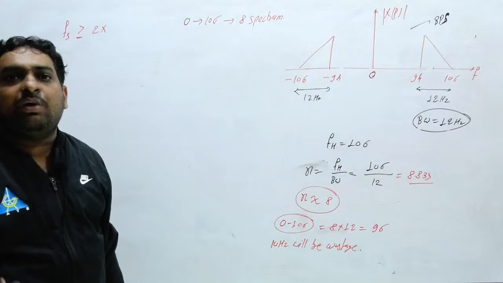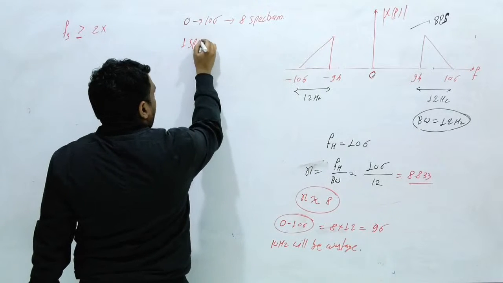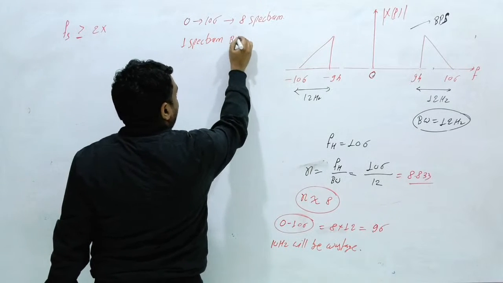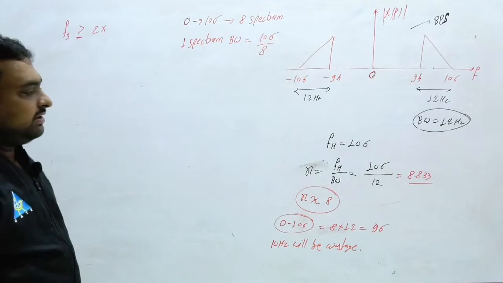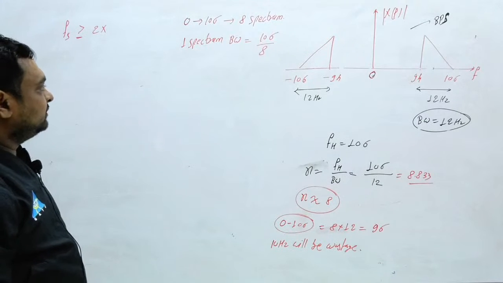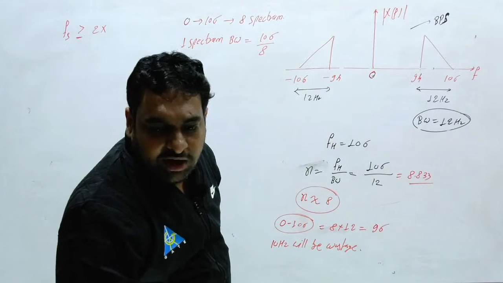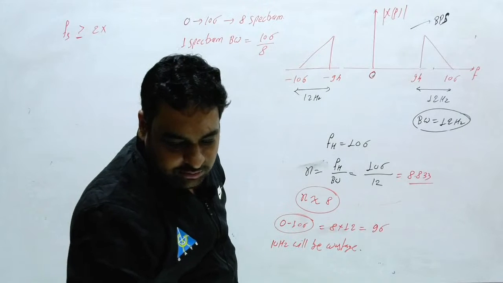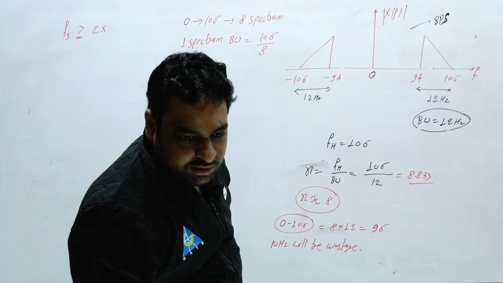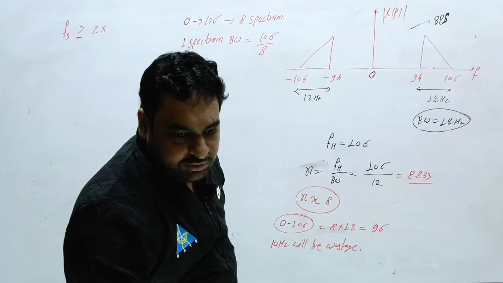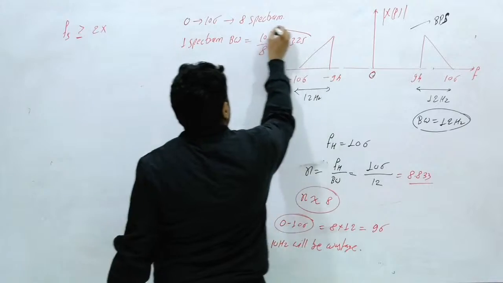So one spectrum requires how much bandwidth? One spectrum bandwidth is equal to 106 by 8. This will be the bandwidth of one spectrum. So what will be 106 divided by 8? You will get 13.25.